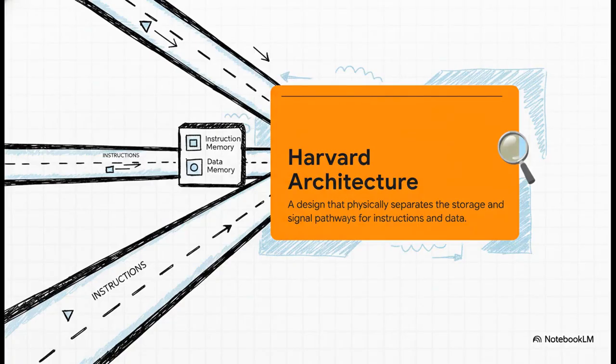So, what's the alternative? Well, that would be the Harvard architecture. This design takes a totally different approach. It says, why have one road when you can have 2? It creates completely separate memory and totally separate data paths, one for instructions and one for data.